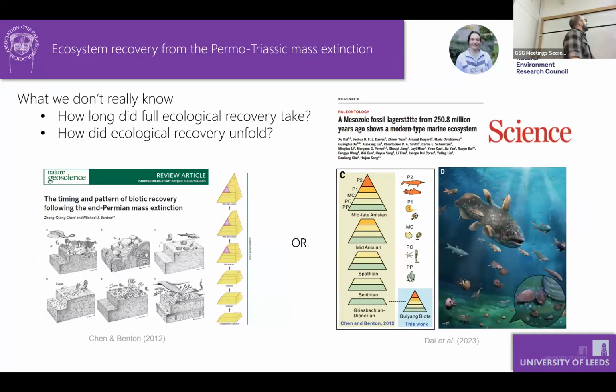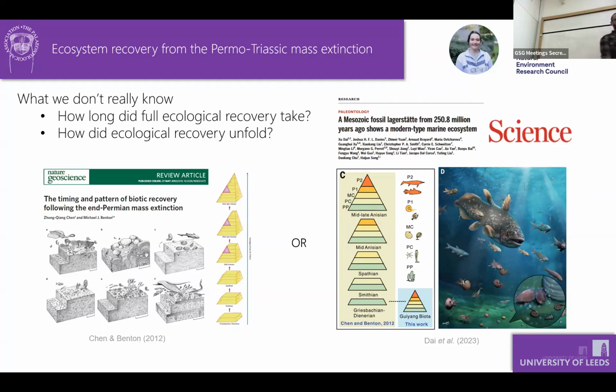So what don't we know? How long did ecological recovery take, and how did that recovery unfold? How did it play out within our marine environment? And we approached it from looking at some competing hypotheses that were already out there. So first of all, there's Chen and Benton's model of ecosystem recovery through the early to middle Triassic.